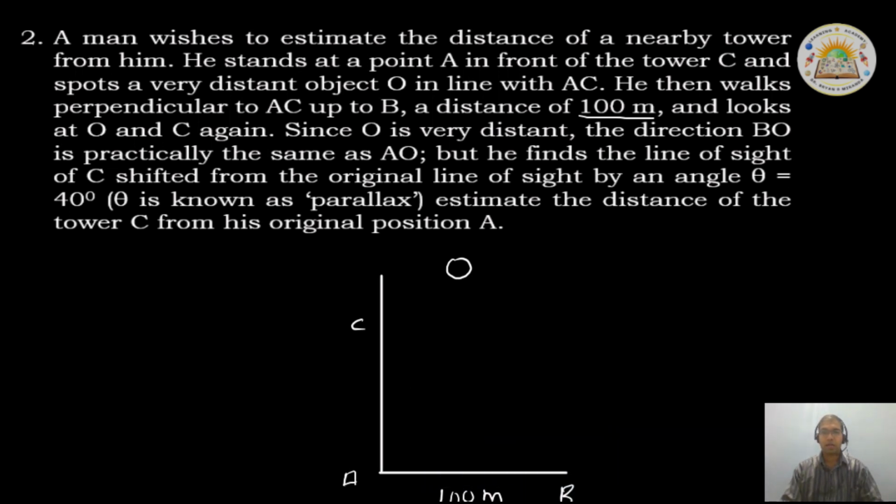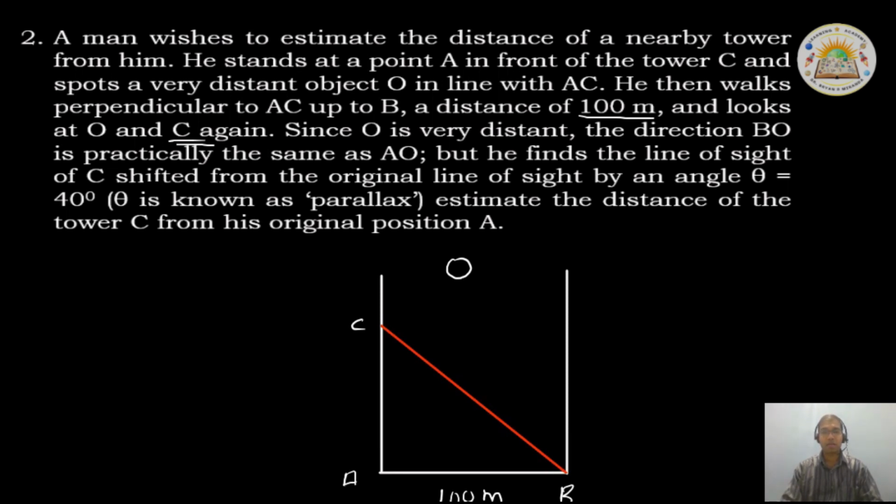Now, he looks at O and C again. So that means looking at both O and C. Since he's looking at O, I will draw one more line here. Well, this fixes it. So from A, O is observed. From B also O is observed. But looking at C, I'll use a different color. From B, I will draw the observational line to C. Now since O is very distant, the direction BO is practically the same as AO. That means from A to O what observation happens, it happens from B to O also.